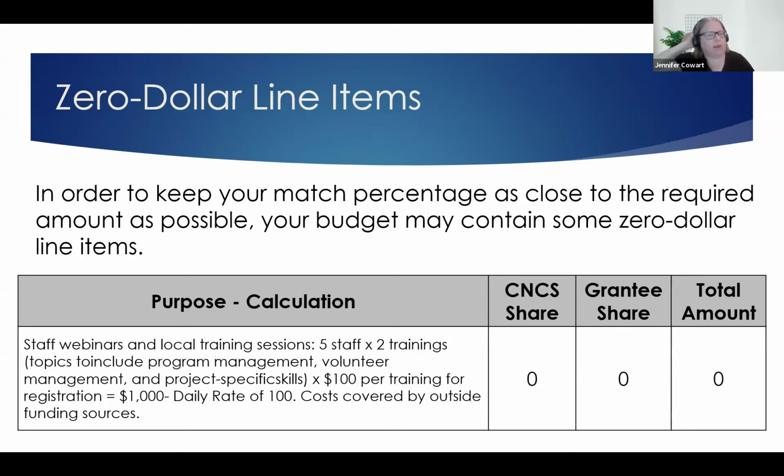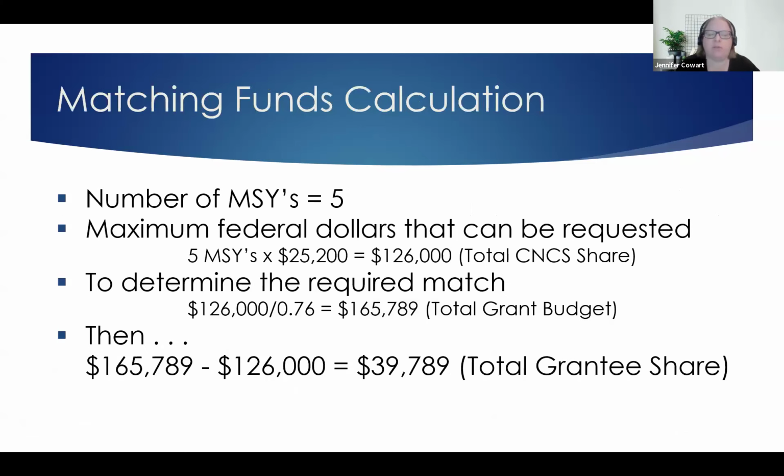All right. The next slide just shows you how you can back into what you need to calculate, or how much you need at a minimum for your match. So again, we're going to use the same numbers we used earlier, 5 MSYs. So we know that the maximum we can ask for on the federal side is $126,000. And we're going to back into that required match.